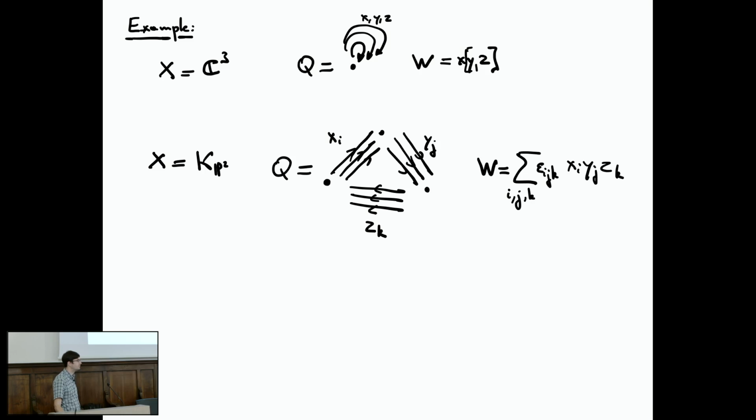It's just the dimension of the sum of H^i. Yeah, that's right. This kind of finiteness condition. Yeah, that's right.